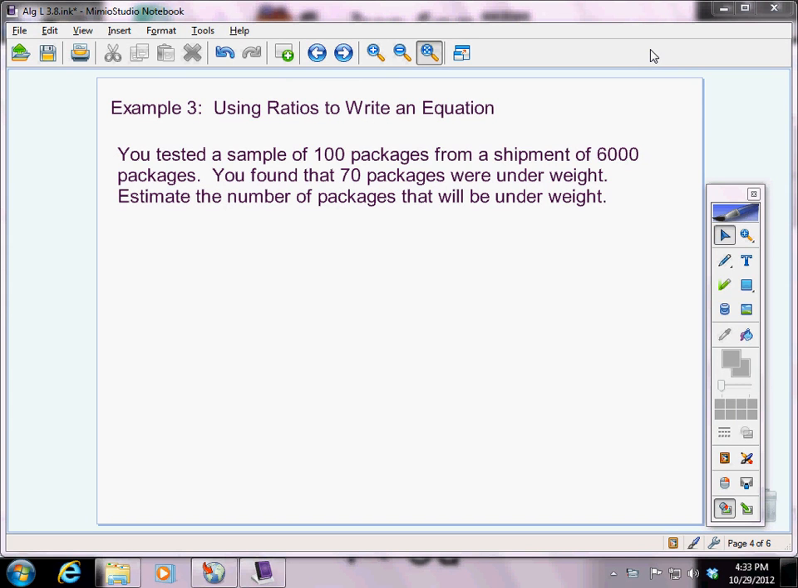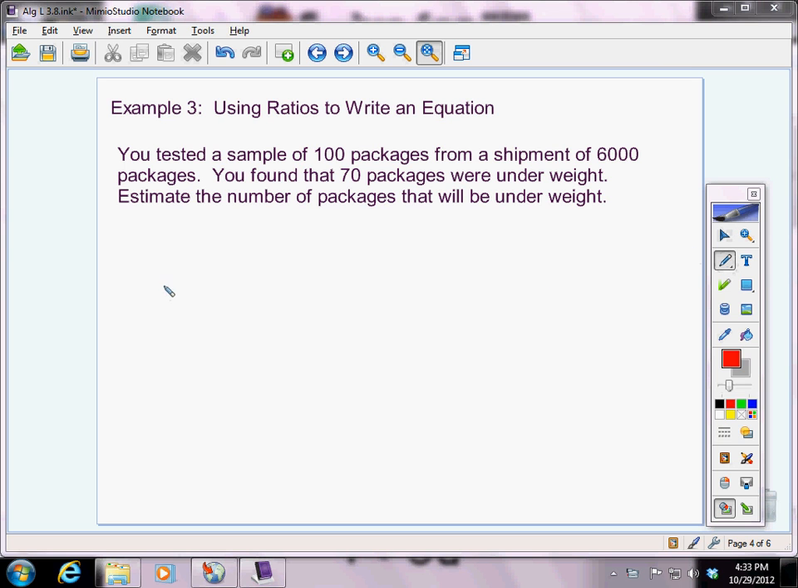It says you tested a sample of 100 packages from a shipment of 6,000 total packages. You found that 70 of those packages were underweight, and you want to estimate the number of packages that will be underweight. So you test a sample of 100 packages.